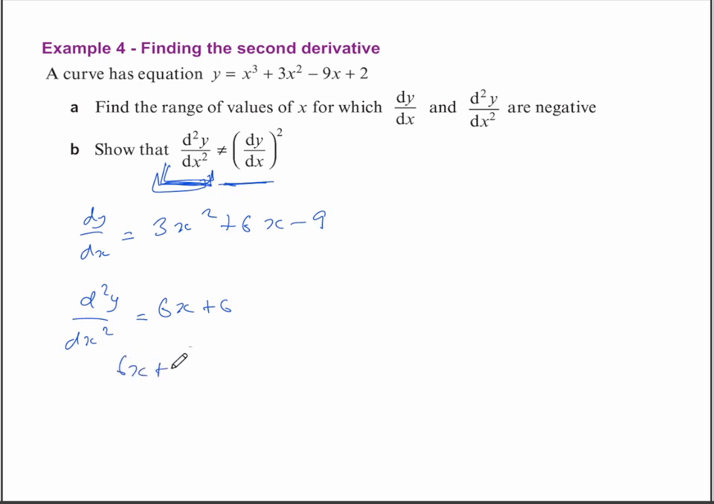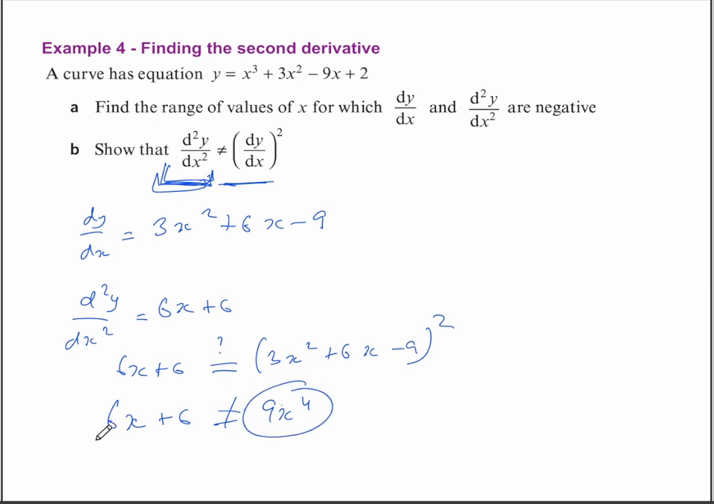So 6x plus 6, is that going to be equal to 3x squared plus 6x minus 9, all squared? And we see obviously not, because on the left side we're going to have 6x plus 6. Our first term in itself will be 9x power 4, which obviously is nowhere on the left side. Therefore, the right side is not going to be equal to the left side. And so, the second derivative is not equal to the first derivative squared.